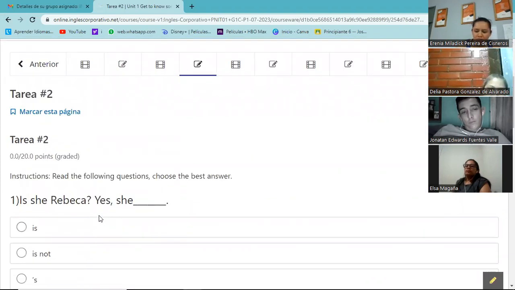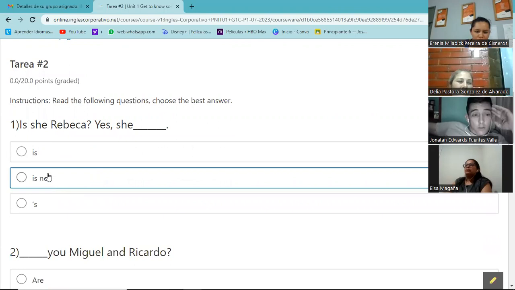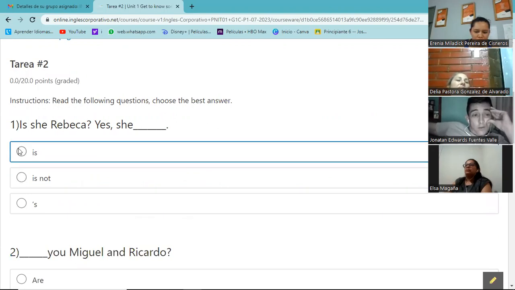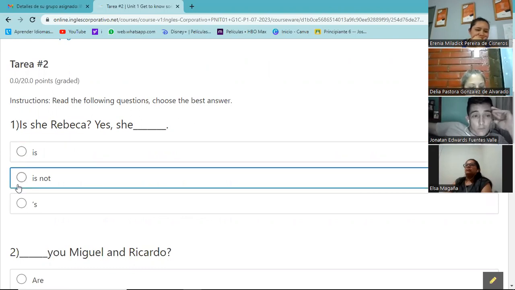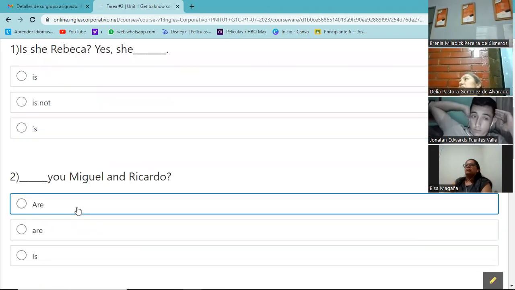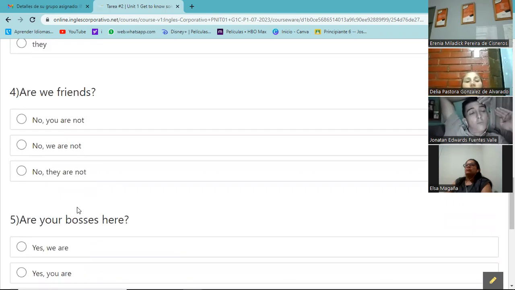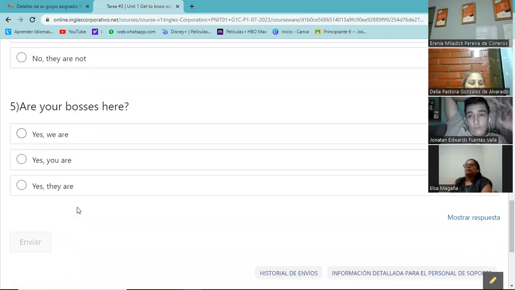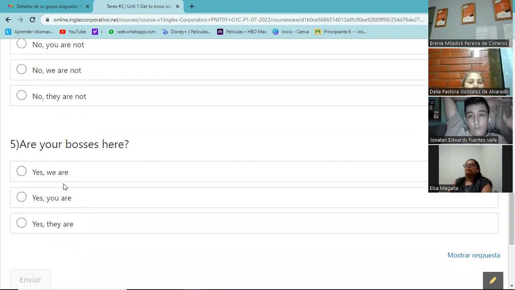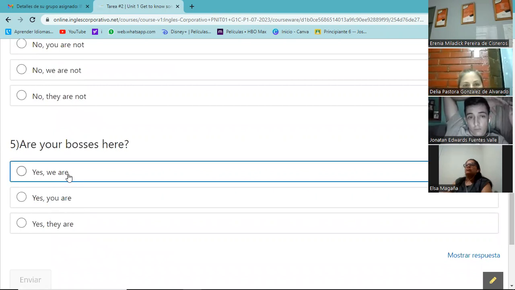Miren, como estamos viendo las preguntas, vamos a responder las preguntas acá. ¿Ven? Recuerden también que la plataforma es amigable. Si ustedes se equivocan y quieren intentarlo otra vez, pueden hacerlo. La idea es que saquen 100, no 80 ni 70, no, que 100. Todos van a sacar 100, ¿verdad? Entonces, después de la clase, se quedan, por favor, terminándola. Y cualquier duda, pues ahí estoy yo en el grupo de WhatsApp, ¿verdad?